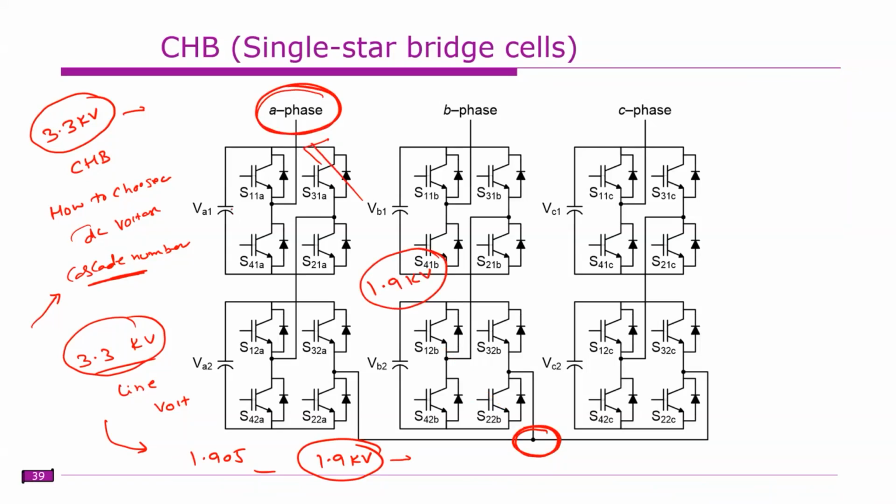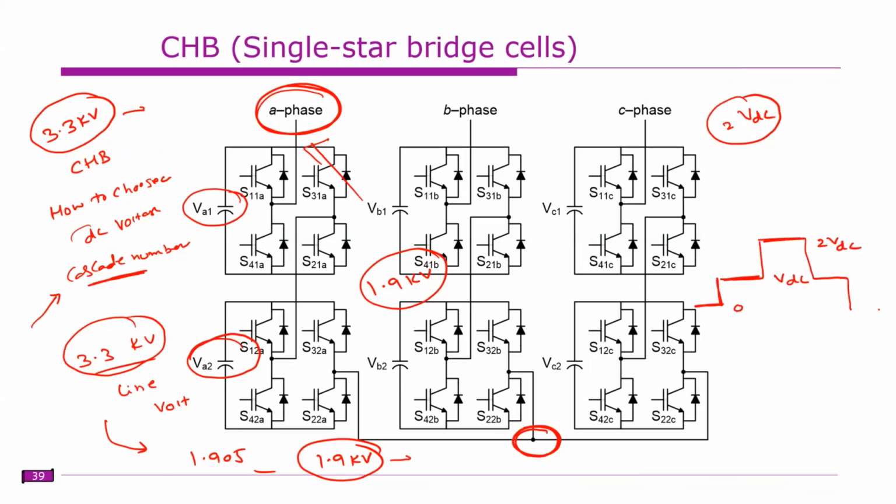Let us assume that you have two H bridges per phase, each one with VDC. What is the maximum voltage that can be achieved? That is 2 VDC, right? If each one is VDC, we can get a maximum voltage of 2 VDC. It will be something like this: you have the 0 level, the VDC level, and 2 VDC. And after that you have the shape of the phase voltage.